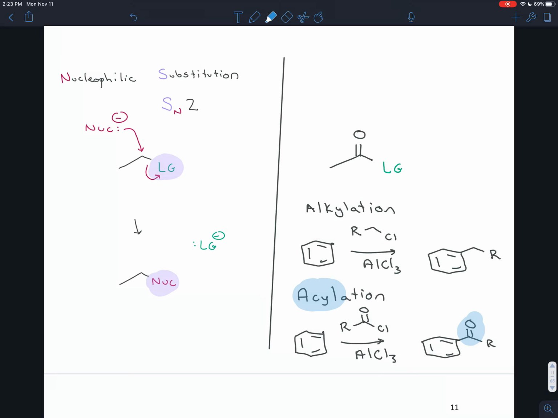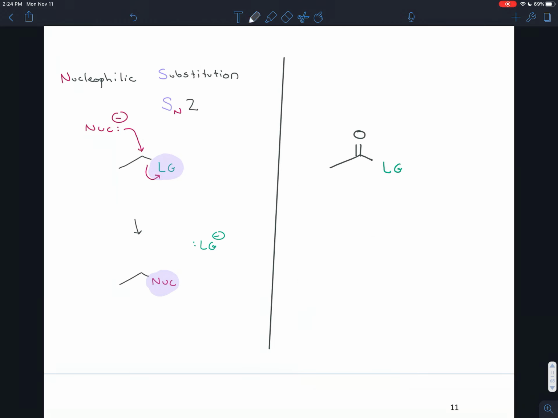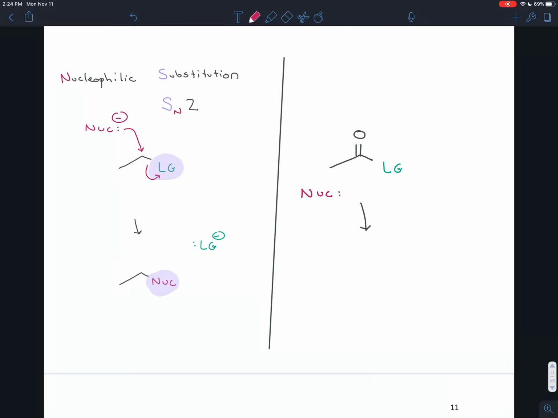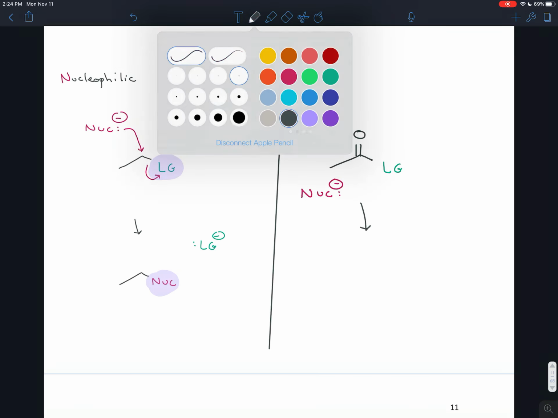And now in this chapter, so we've seen that acyl group before. That's an acyl group as opposed to an alkyl group, which doesn't have that carbonyl. So in this case, what we're going to end up doing in this chapter is we're going to have a nucleophile that comes in and replaces the leaving group. This is the overall picture.